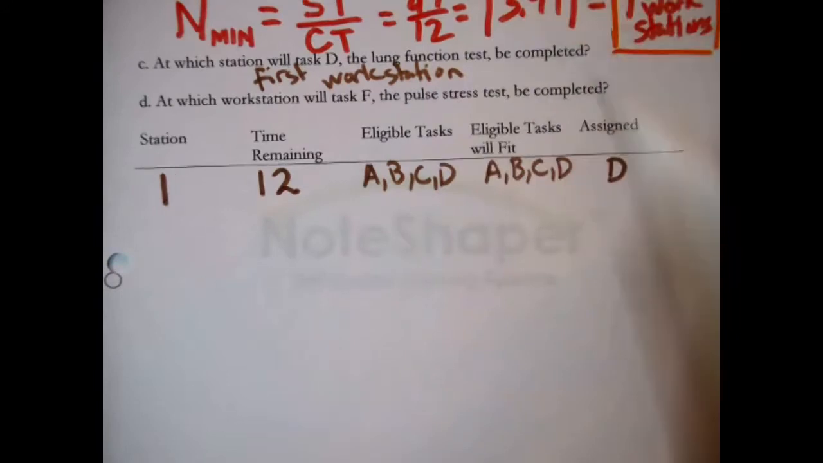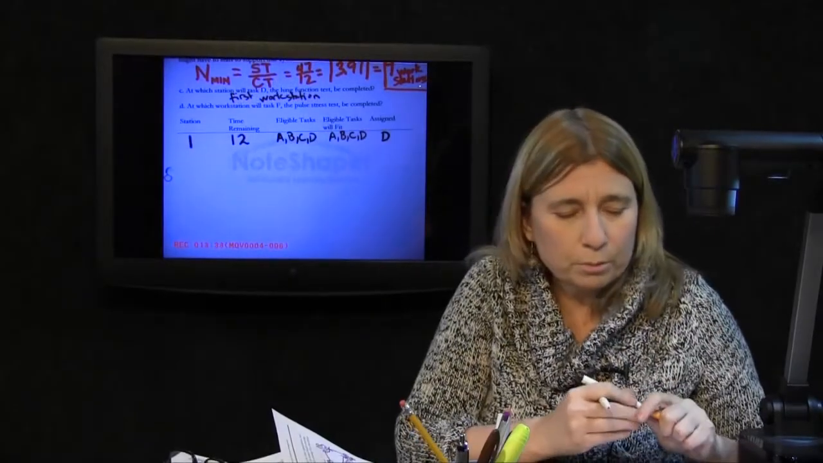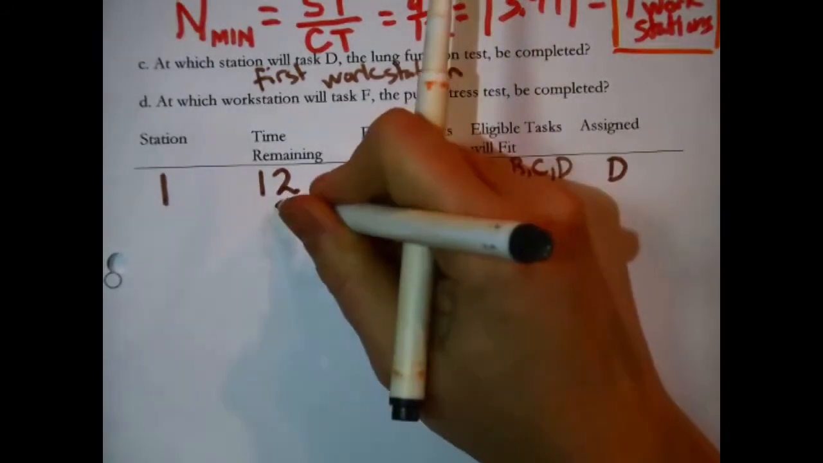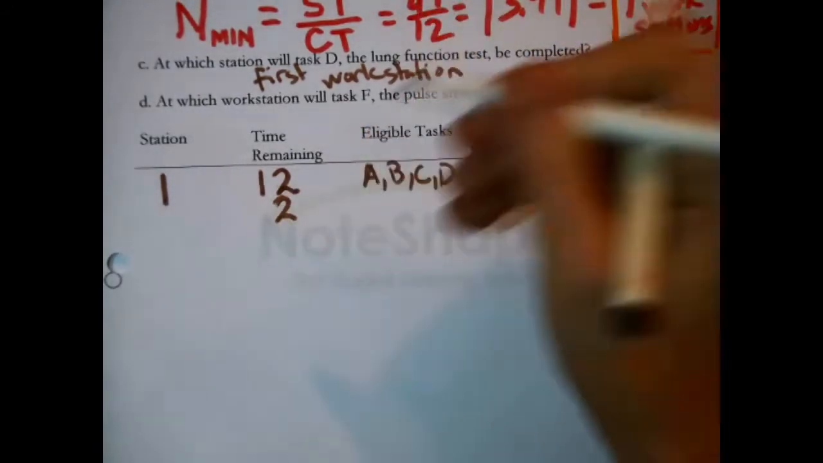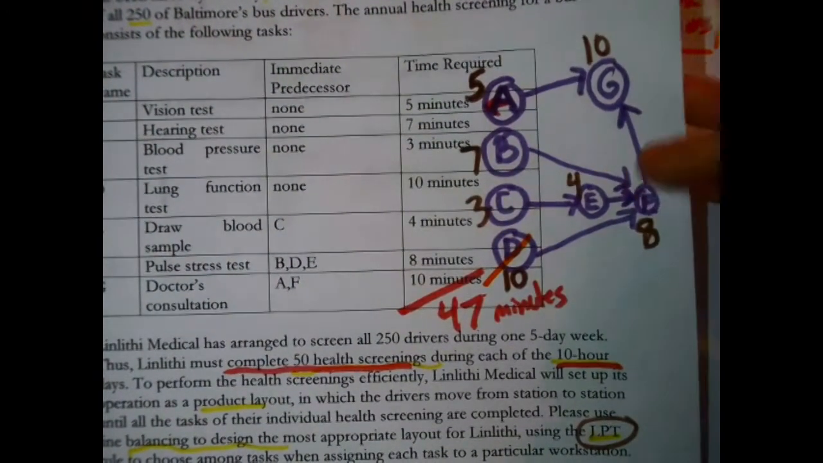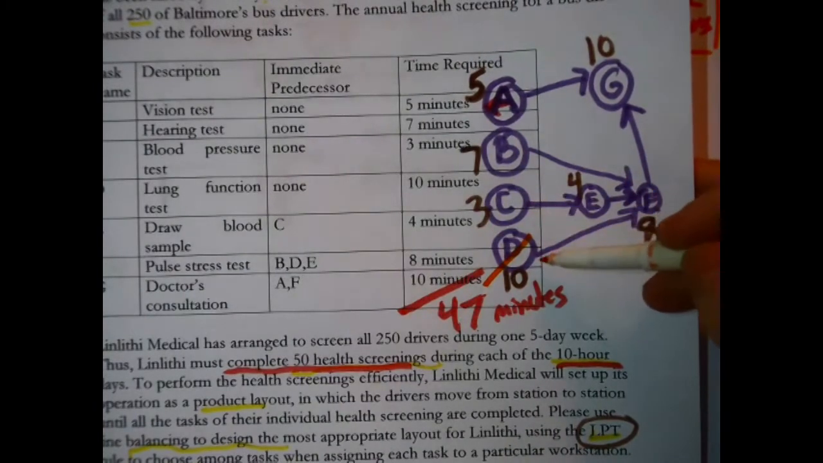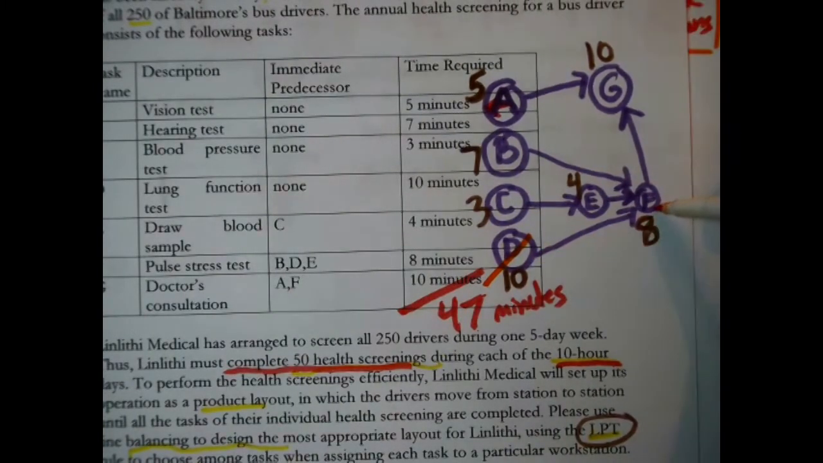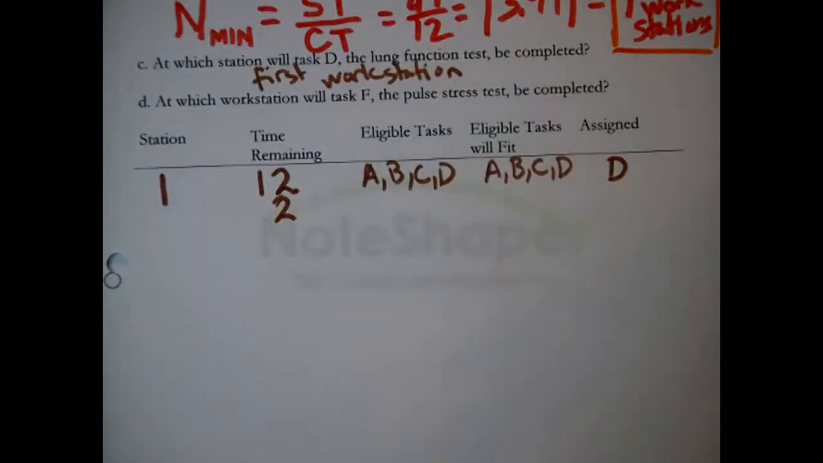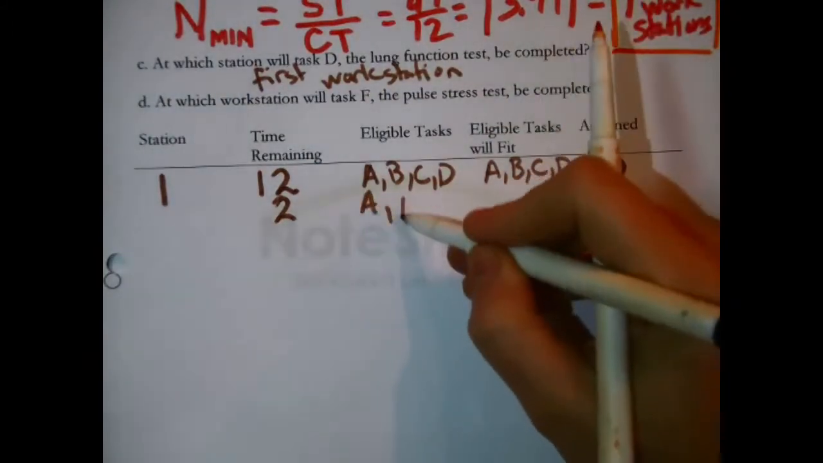Okay. We better keep going with the problem though. Now, D is 10 minutes long. That means there is 12 minus 10, 2 minutes remaining at this station. Now, who is eligible at this point? Well, A, B, and C, we're still trying to find a home for. We have done D. It is connected to F, but there's no way you could start on F because it's waiting on some other tasks as well. So your menu of choices is still A, B, and C.